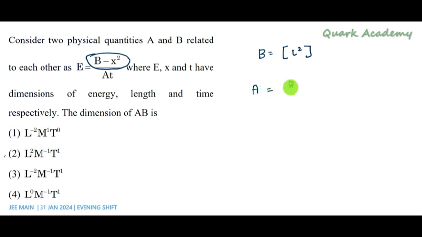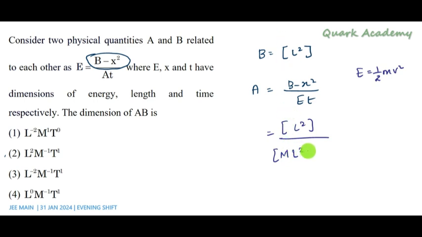A can be written as B minus x squared divided by E into T. So let's substitute the dimension of each quantity. Here the dimension of the numerator is L squared, and for energy we can write mv squared. So based on this I can write mass, then velocity, meter per second, which means length by time. So L squared, length squared, T power negative 2, and again one T is there. So L squared will get cancelled and we are left with m power negative 1, then T. This is the dimension of A.